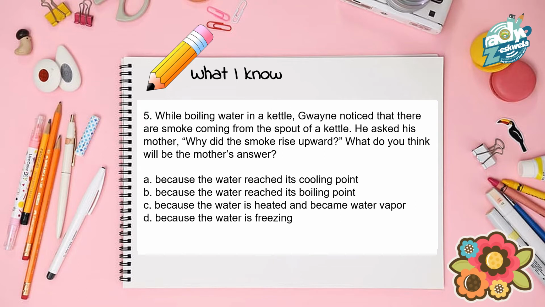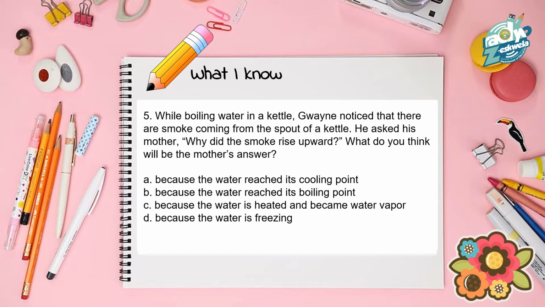Number 5. While boiling water in a kettle, Gwen noticed that there are smoke coming from the spout of a kettle. He asked his mother, "Why did the smoke rise upward?" And what do you think will be the mother's answer? A. Because the water reached its cooling point. B. Because the water reached its boiling point. C. Because the water is heated and become water vapor. D. Because the water is freezing.